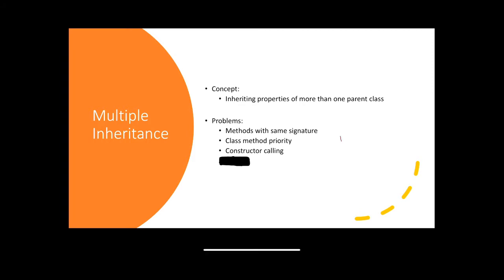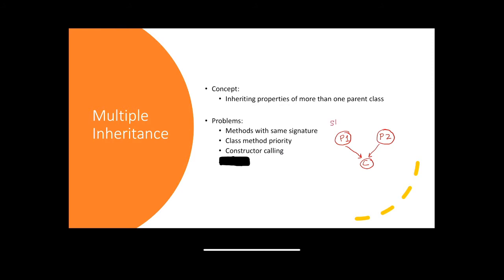So now let's suppose I'm having a parent class P1 and I'm also having a parent class P2. Some child is trying to inherit both the classes P1 and P2. This basic concept where the child class is trying to inherit two or more than two parent classes is known as multiple inheritance. So now what is the problem with multiple inheritance?